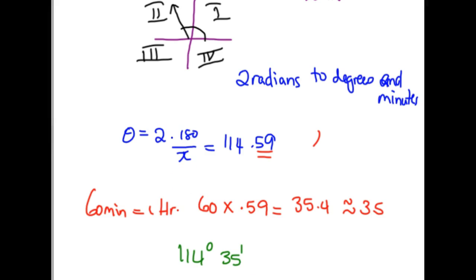Alright, so this is on a side note. Sometimes they bring this up to convert it to degrees and minutes. All you do is take the numbers after the decimal and multiply it by 60.